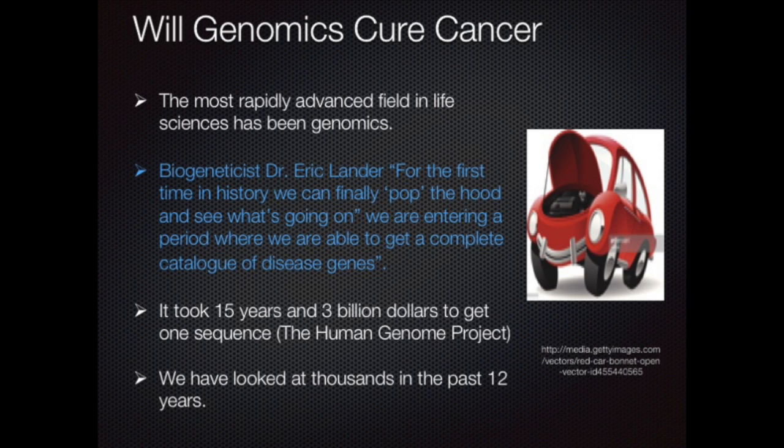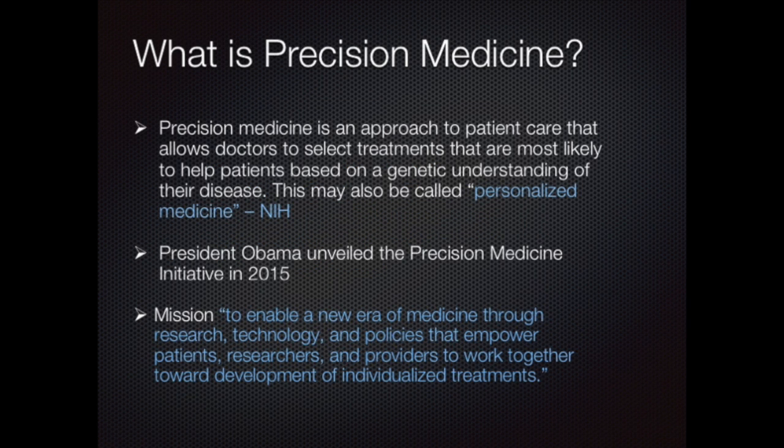It took almost 15 years and $3 billion to get one sequence, the Human Genome Project. Over the last 12 years, we have looked at thousands. Although this is not a cure, it is well on its way. The wealth of data emerging from studying cancer genomics is being integrated with patients' medical histories and clinical data. These integrated results are then being used to develop more tailored approaches to cancer diagnosis and treatment, as well as to improve methods of predicting cancer risk, prognosis, and response to treatment.